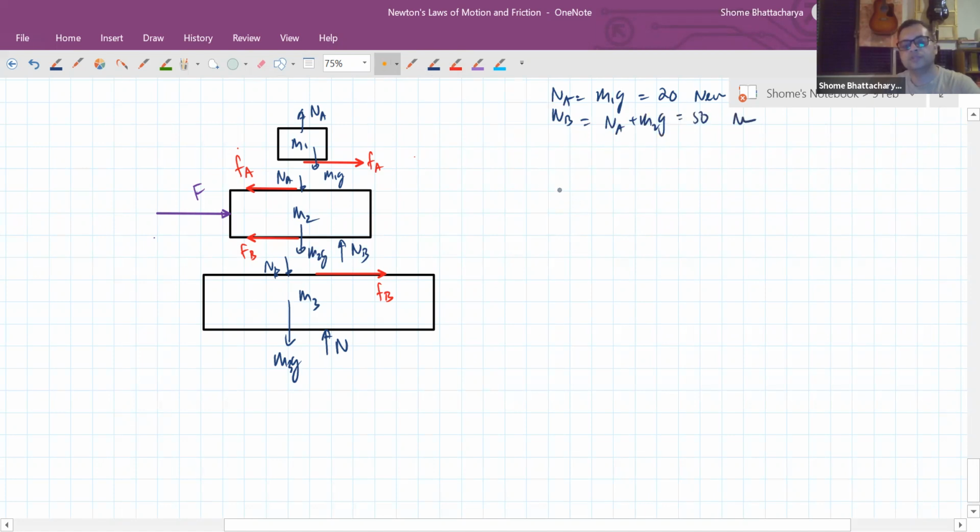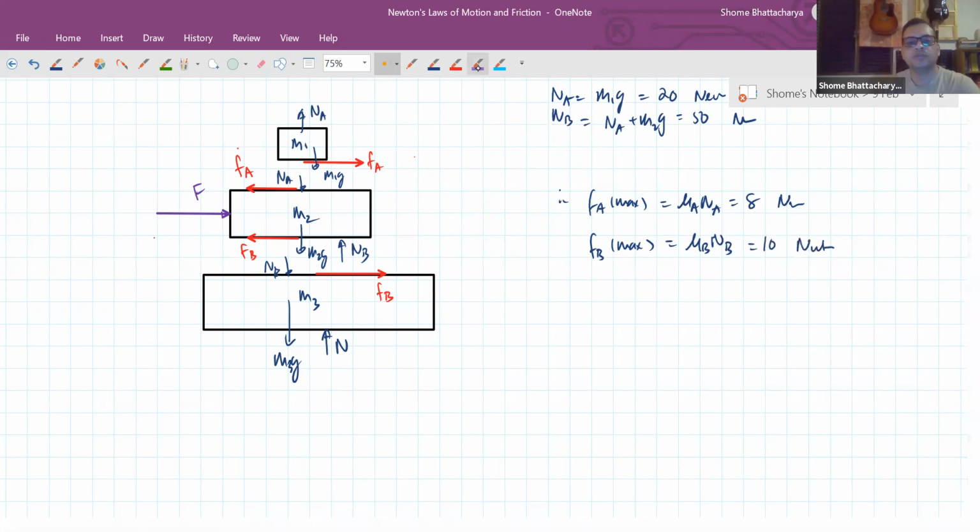So from this we can see that FA's maximum possible value is equal to mu A NA, which will be 0.4 into 20, or 8 newtons, whereas FB's maximum possible value will be mu B into NB. So mu B's value was 0.2, so that will be 10 newtons.